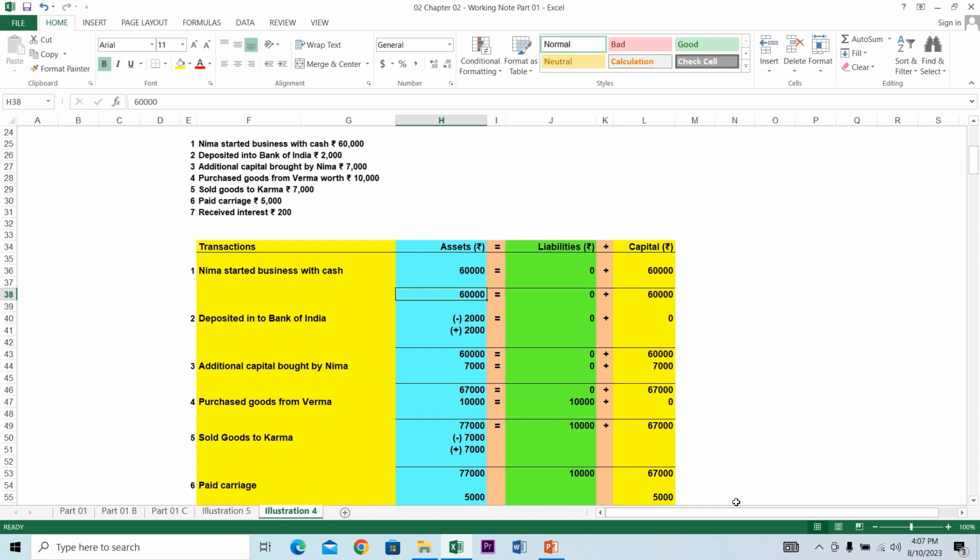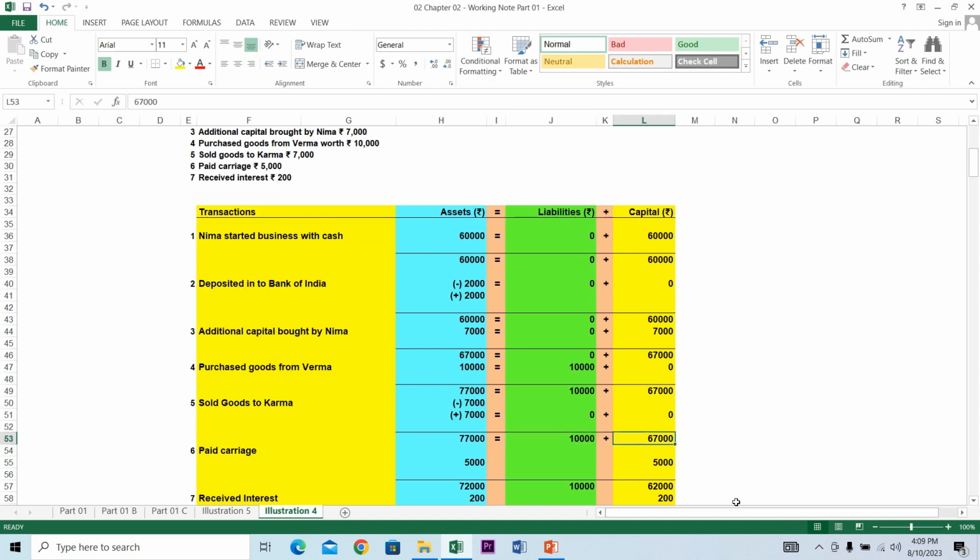हियर सेम वे, जैसे बैंक ऑफ इंडिया में डिपॉजिट किया वैसे उधर कैश रिड्यूस हो गया और बैंक बैलेंस बढ़ गया. इधर goods गया और उसके सामने रिसीवेबल बढ़ गया. ओके, सो नाउ 77,000 plus 7,000, 84,000 minus 7,000, 77,000 as it remains. Equal to 67,000, so 77,000 is 70,000 plus 7,000, is equal to 10,000 plus 67,000. Okay, so this way it goes.